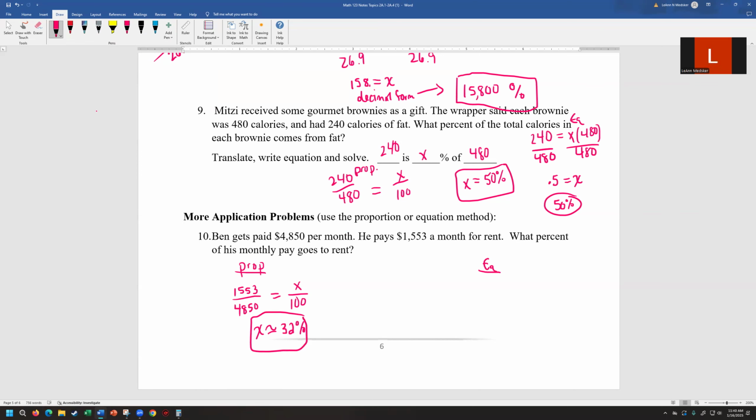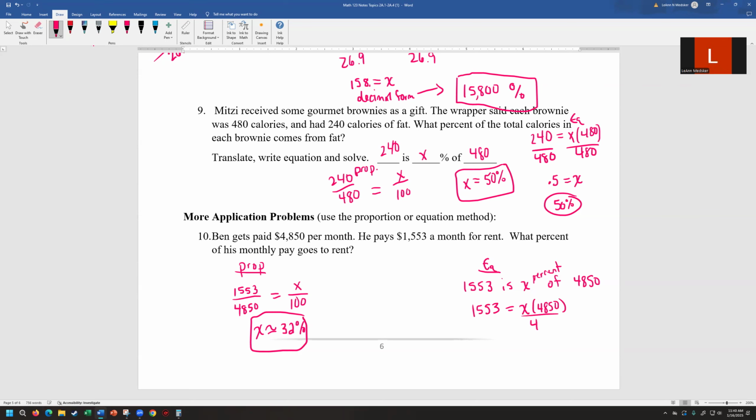Now let's solve it using the equation method. We would have said the rent is what percent of 4,850? We'll just say X percent. We'll write it out. Okay, so 1,553 is X times 4,850.